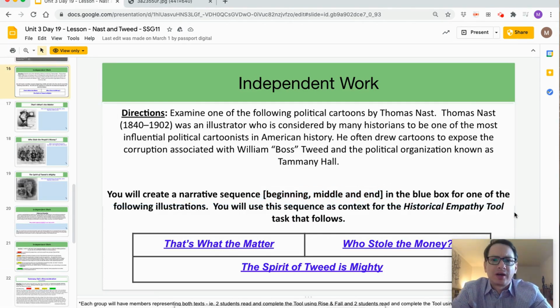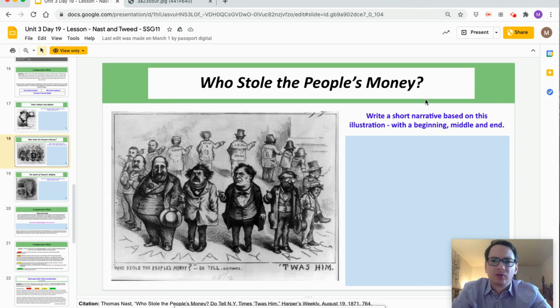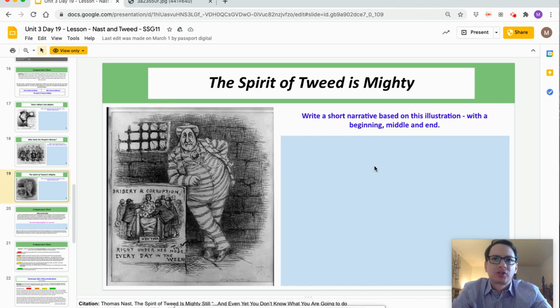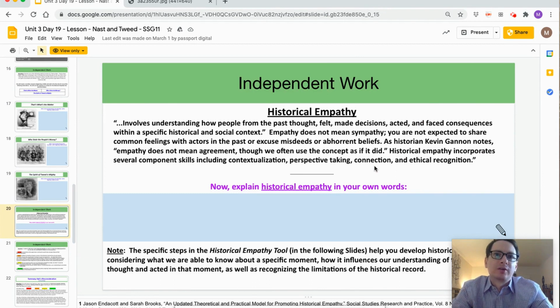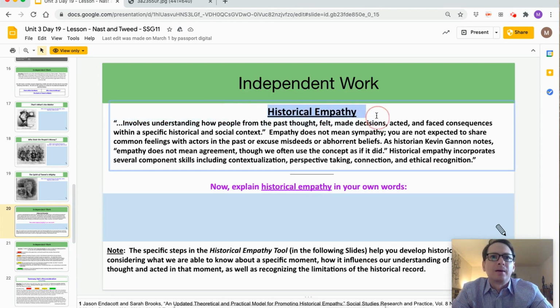Once the students have analyzed their Nast cartoon and written their narrative in one of these three boxes, we are now moving on to the heart of this lesson, which is reading that Galway piece, an alternative perspective on Tammany Hall. Before getting into this activity, you definitely want to remind students of the work they have previously done on historical empathy. Because they've seen so much of this concept lately, rereading this given definition here and explaining it in their own words may be enough.